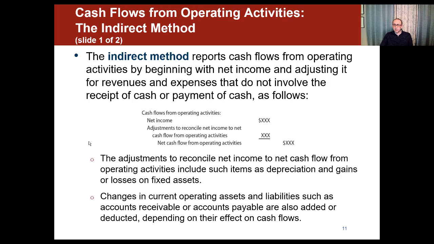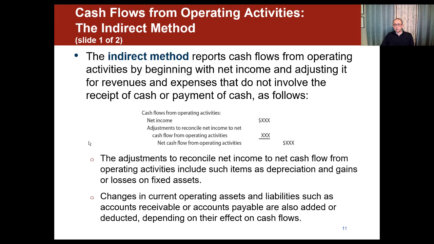The adjustments to reconcile net income to net cash flow from operating activities include such items as depreciation and gains or losses on fixed assets. Changes in current operating assets and liabilities, such as accounts receivable or accounts payable, are also added or deducted depending on their effect on cash flows.